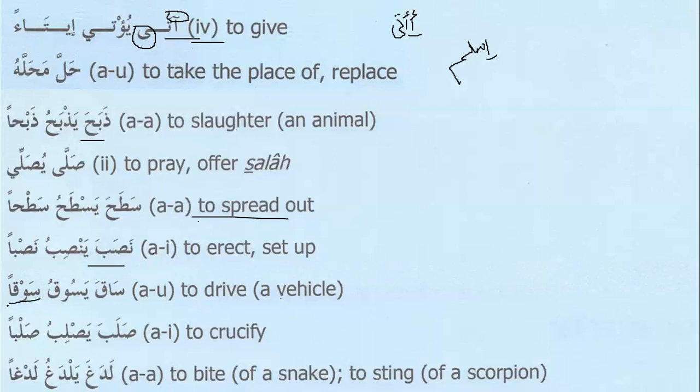What will be the doer of saqa yasuqu sawqan? Sa'iqun, yes, سائق, sa'iqun. Salaba, yaslibu, salban. There is an ayah in Surah Al-Kahf, and this word also appears in wasiqa alladhina amanu in Surah Zumar as well.